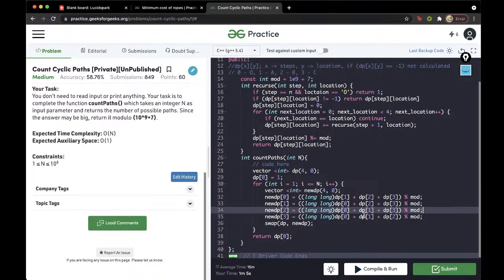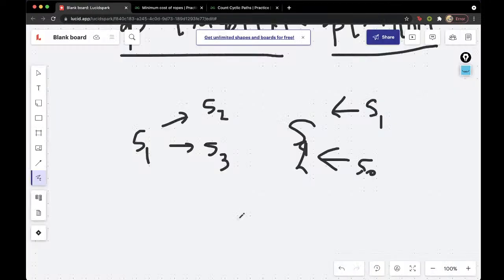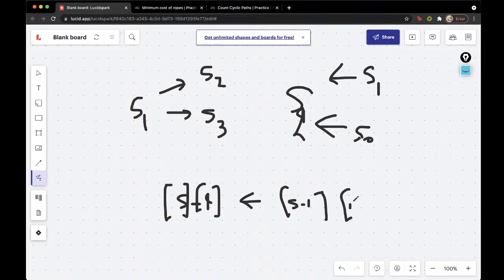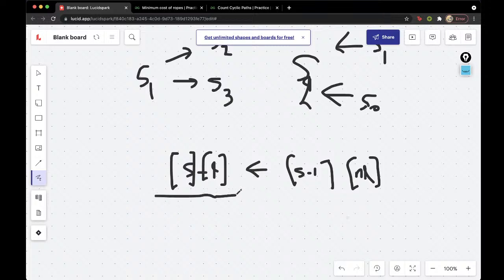Okay, so why do I swap dp with new dp? Suppose I have dp of s comma l. We calculate this from dp of s minus 1 comma a few other locations. Now after we finish calculating this, the s plus 1 of some location comes from this.